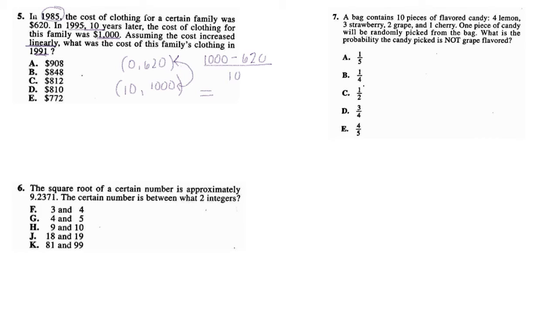So what is that going to give us? We could go ahead and figure out what that's going to be on our calculators. Let's see. We're going to have 1,000 minus 620 is going to be 380 over 10. So that's going to give us 38.